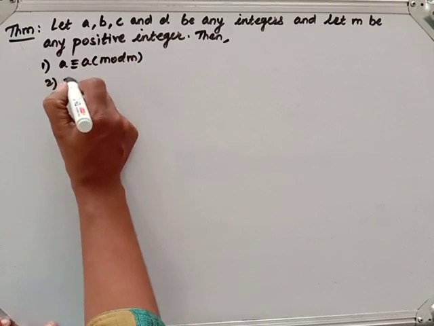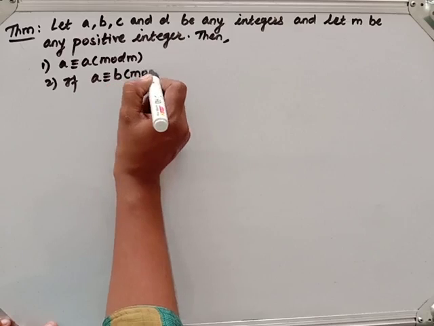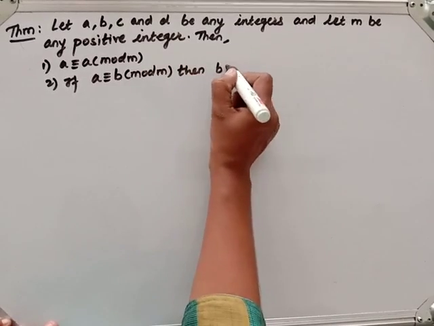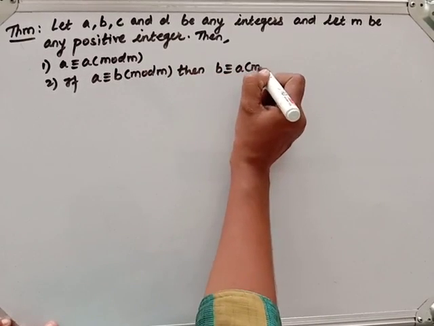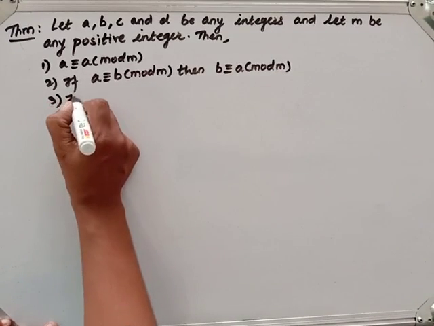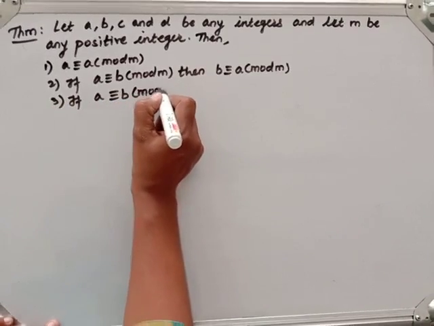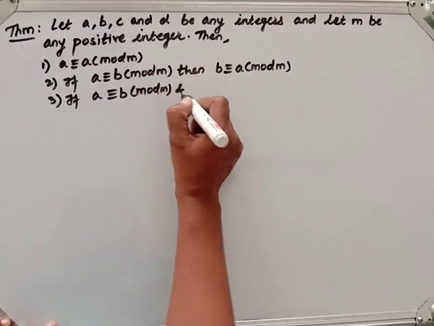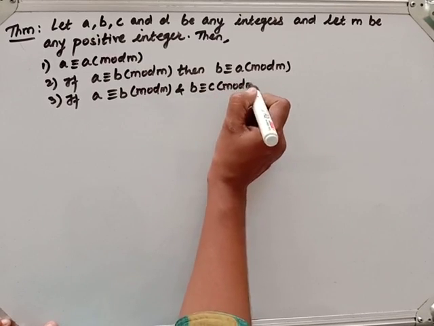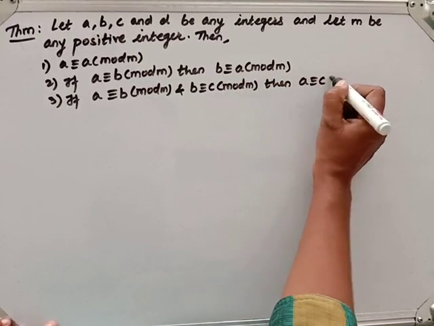Second property, if A is congruent to B modulo M, then B is congruent to A modulo M. Third property, if A is congruent to B modulo M and B is congruent to C modulo M, then A is congruent to C modulo M.